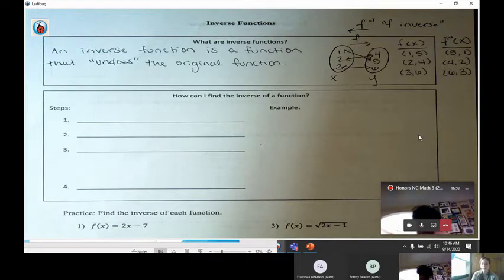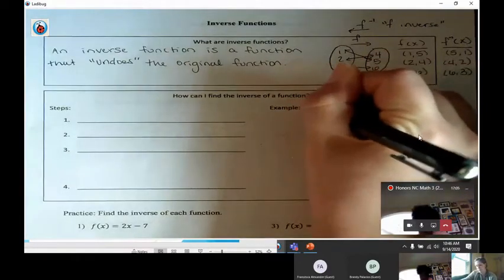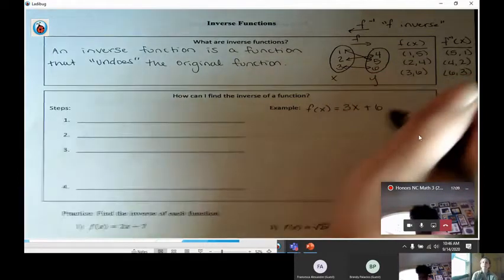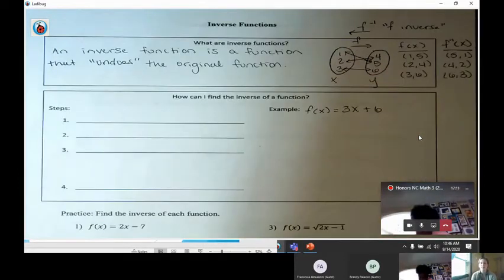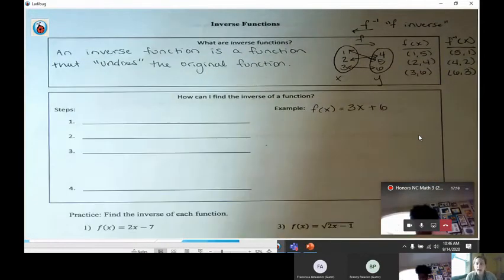Okay, so we're going to do an example. Our example, we're going to use the function f of x equals 3x plus 6. And our example is going to be to show the steps to convert this f of x function into f inverse of x. So we're looking at how to find f inverse of x.